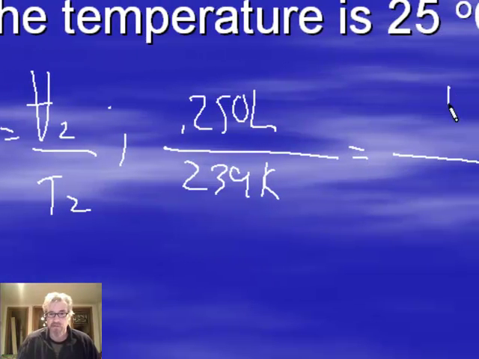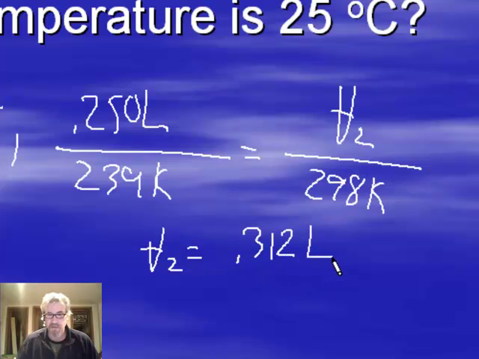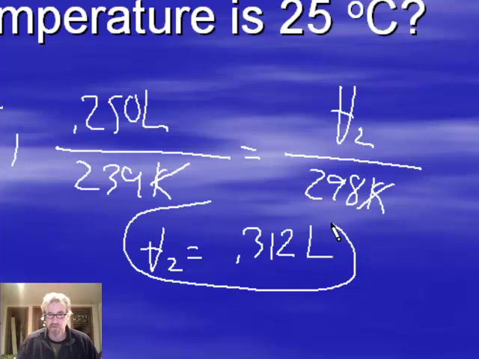What I'm trying to find here is V2. What is the balloon's volume is the question. The temperature is 25 degrees C. That's T2. If I add 25 and 273, I find out that I have 298 kelvins. Now to find V2, it's a simple matter of cross multiply and divide. 298 times 0.250 divided by 239 gives me V2. And V2 is 0.312 liters. Kelvins have dropped out, so that's why I have liters as a volume.